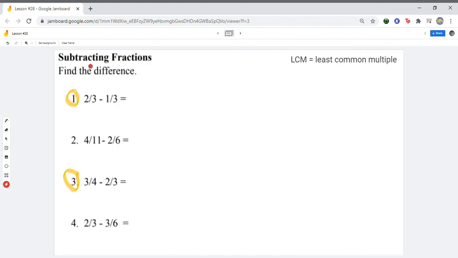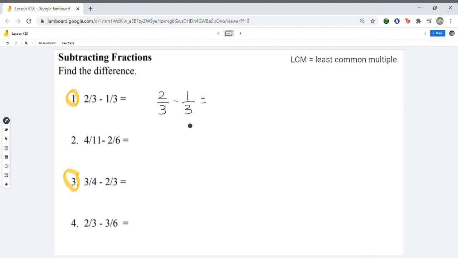So for the third section we're going to go over is how to subtract fractions. It says find the difference, and we're going to go over number 1 and number 3 together. So number 1, it says 2/3. I'm just going to rewrite over here. 2/3 minus 1/3. Now when subtracting fractions, you got to always make sure they have a common denominator.